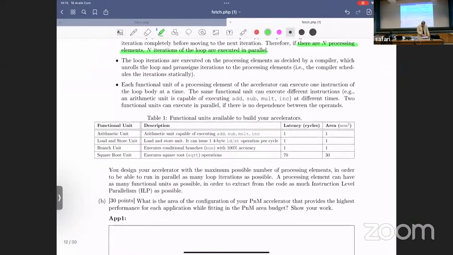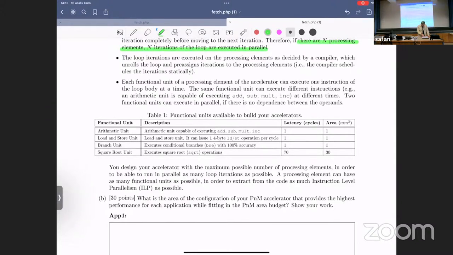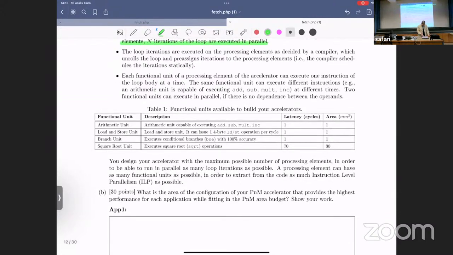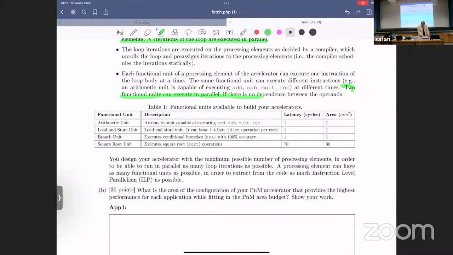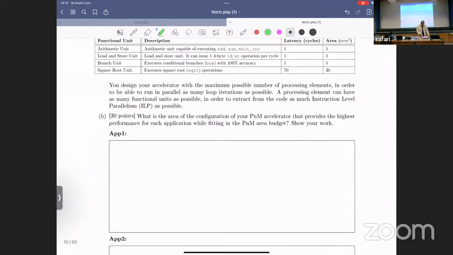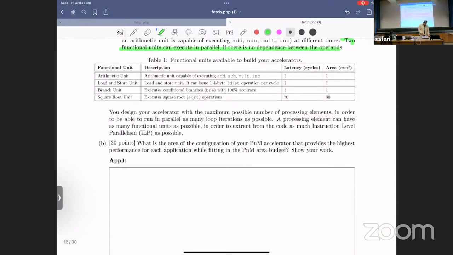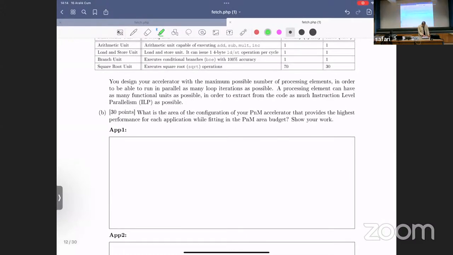It's not that important. It also says here that you can reuse functional units inside the processing element in case there is no data dependence for that particular operation. So two functional units can be executed in parallel if there is no dependence between the operands. You're going to design this accelerator with the maximum number of processing elements that fits in the power and area budget you have for the PIM accelerator. The first part asks what is the area of the configuration of your processing accelerator that provides the highest performance for each application, fitting the processing-in-memory budget.